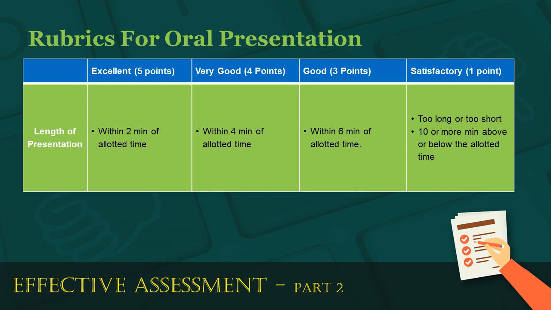If it is completed within 2 minutes of the allotted time, it can be awarded as excellent with 5 points. If the presenter takes within 4 minutes of the allotted time, then it can be awarded as very good with 4 points. If the presenter takes within 6 minutes of the allotted time, it can be graded as good with 3 points. And if it is too long or too short, that is 10 or more minutes above or below the allotted time, then the presentation will be awarded only satisfactory performance level with just 1 point.